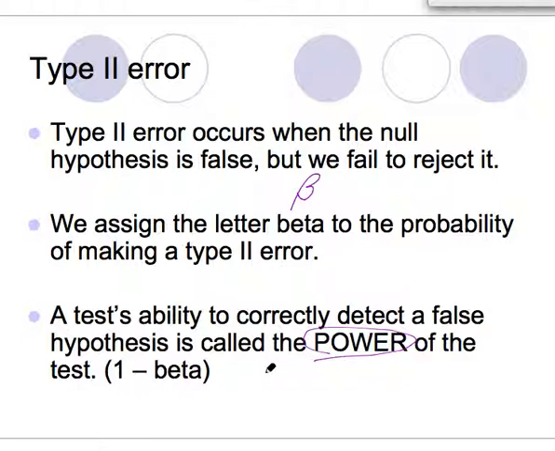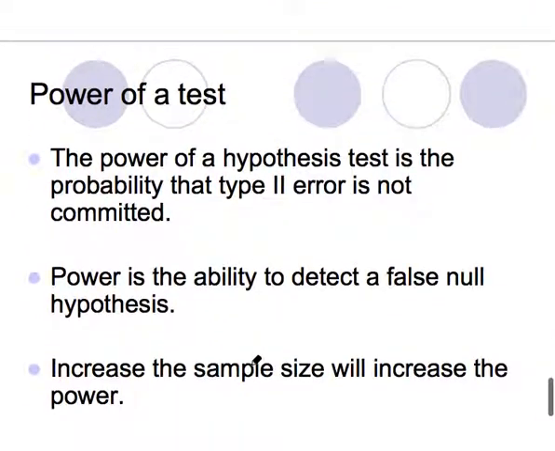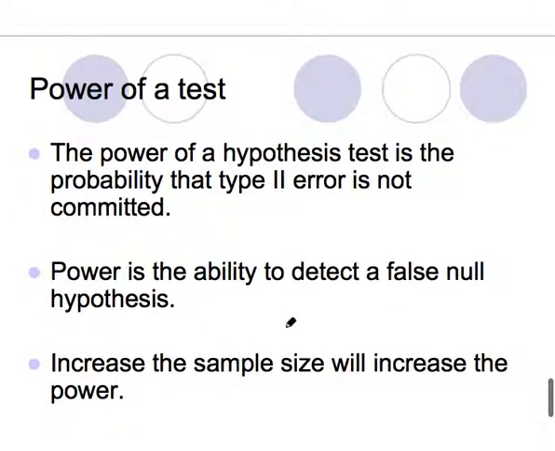And the power of a test is a test's ability to correctly detect a false hypothesis. We want to be able to correctly detect that. We want to be able to change things so that we can avoid that happening, or at least be able to discuss what the possibility is. So here's more about the power of a test. The power of a hypothesis test is the probability that the type 2 error is not committed. It's the ability to detect a false null hypothesis.